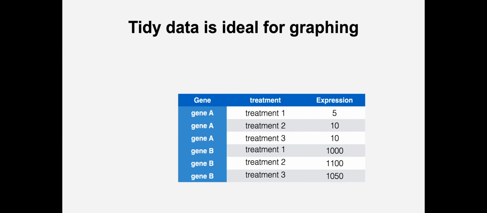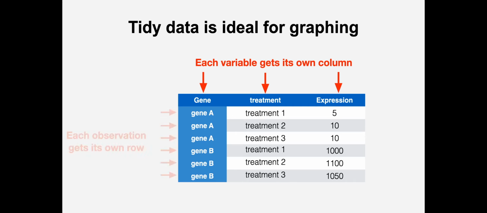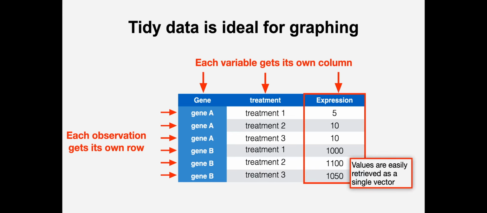So why is tidy data ideal? Why do we want it? Because it's great for graphing. So each variable gets its own column, so we know we can find variables really easily and use those to make plots. And each observation gets a row, so those become data points on our plots. And really the values we want to graph now are easily retrieved as a single numeric vector. Okay, so let's come back to this in just a minute.